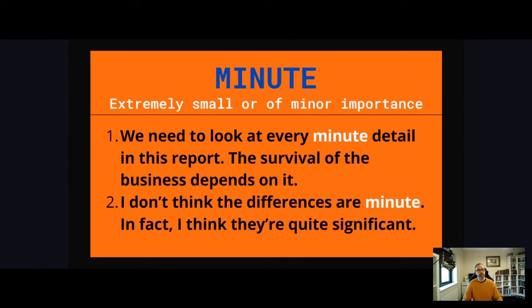So our examples, we need to look at every minute detail in this report. The survival of the business depends on it. Example two, I don't think the differences are minute. In fact, I think they're quite significant.